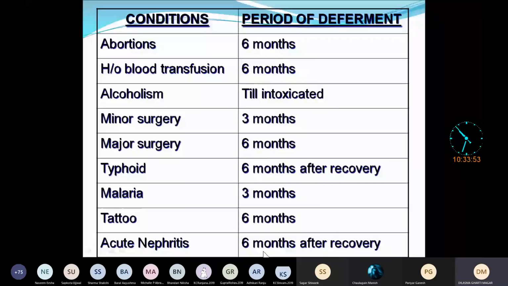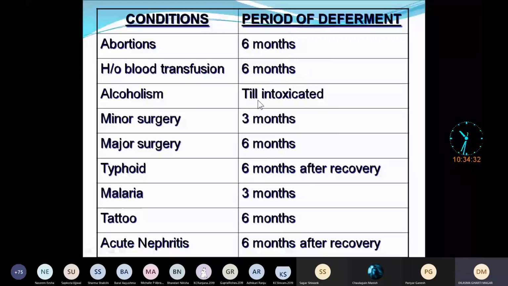Understood here? So I'll repeat the slide once again. In case of abortions, the period of deferment is 6 months. And whenever there is history of blood transfusion, we will not take blood for 6 months. And in case of alcoholism, till the person is intoxicated. If the person is having signs and symptoms of alcoholism, and says the recent history of alcohol, like within 1 or 2 hours, then we will not take. Usually, here it is written till intoxicated, but usually we will say 24 hours.